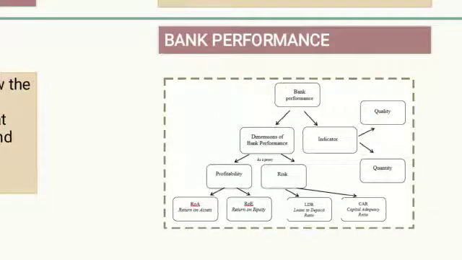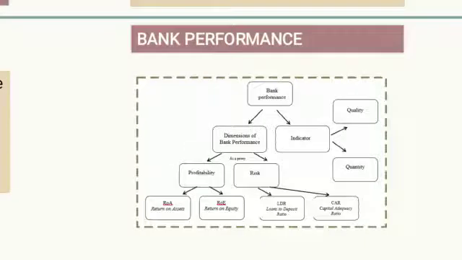Bank performance has dimensions and indicators. The dimension of bank performance is divided into two: profitability and risks as a proxy, and the indicator is divided into two: quality and quantity. We can measure profitability with ROA, return on assets, and ROE, return on equity. And to measure risks, we can use LDR, loans to deposit ratio, and CAR, capital adequacy ratio.